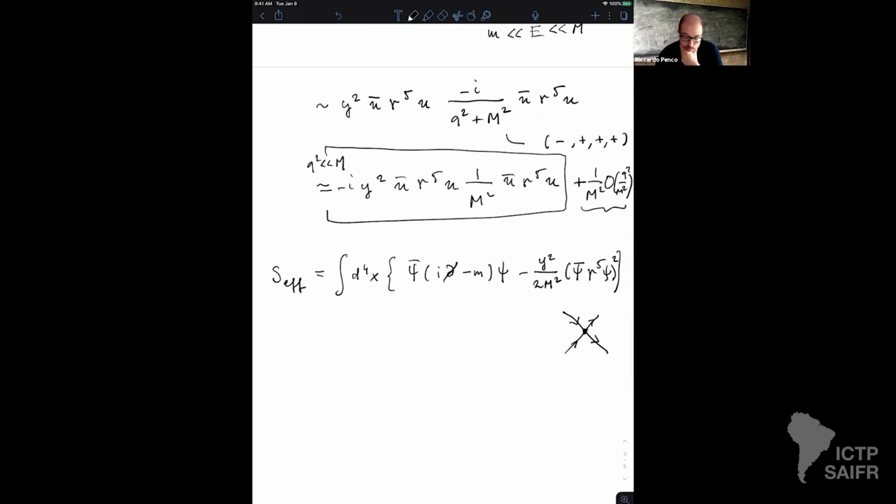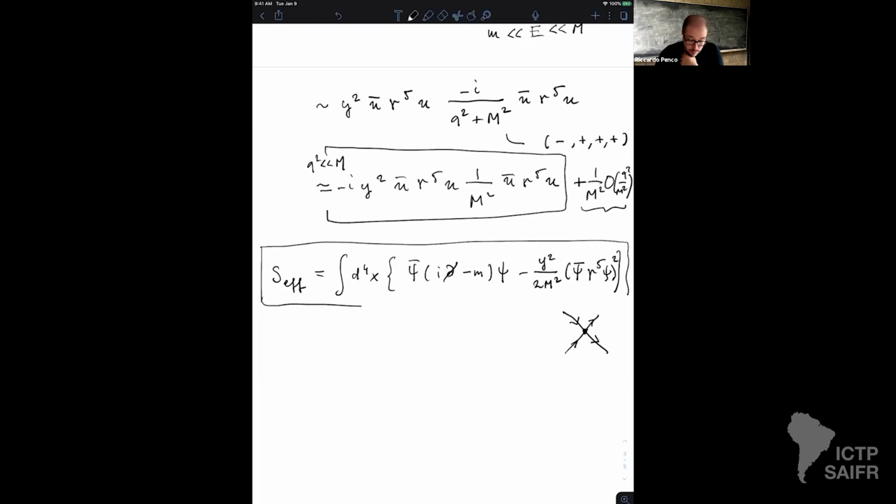But imagine that you are an experimentalist and that your experiment has a sensitivity such that E squared over M squared is much smaller than the sensitivity of your experiment, okay? So that effectively you can only probe this leading term in the amplitude. Let's say that you can also probe only 2-to-2 scattering, and that's it. That's the best that your experiment can achieve. Then I would like to argue that this effective theory is as good as the full theory.